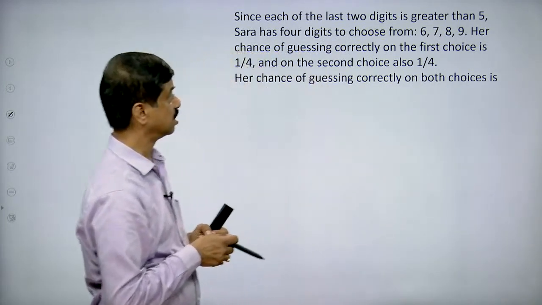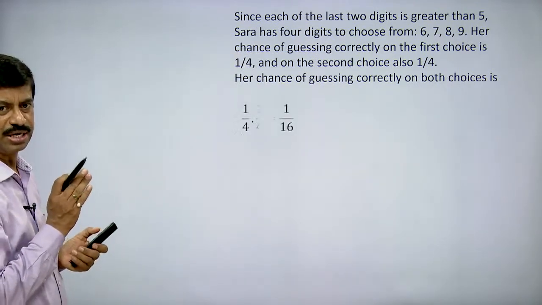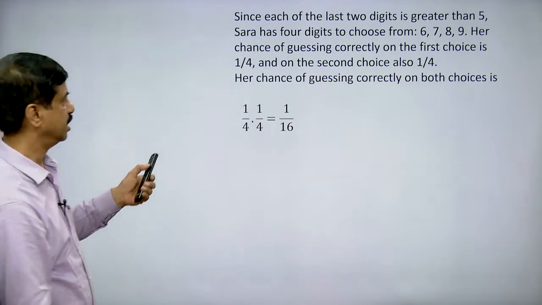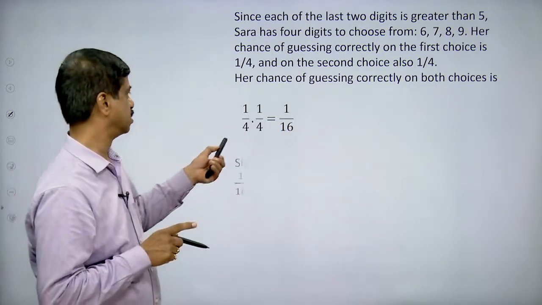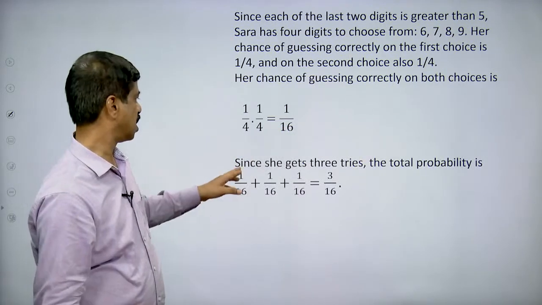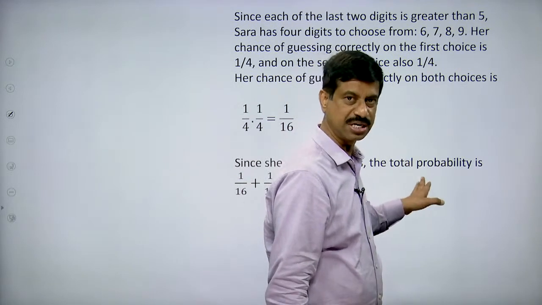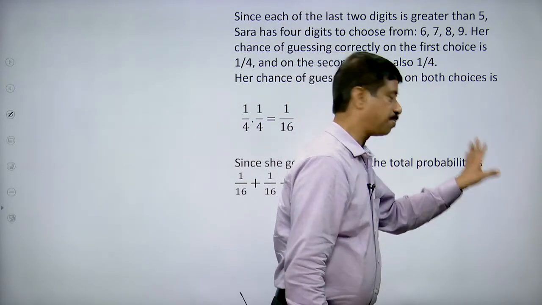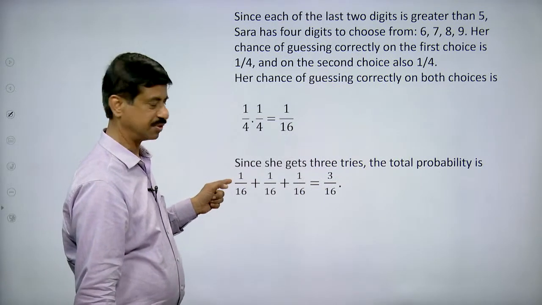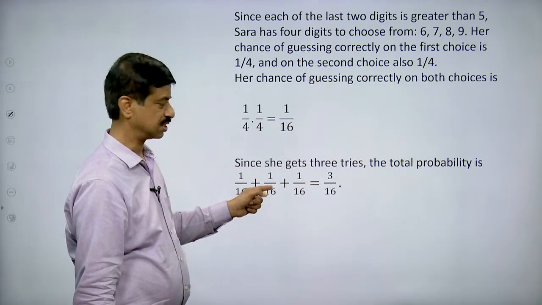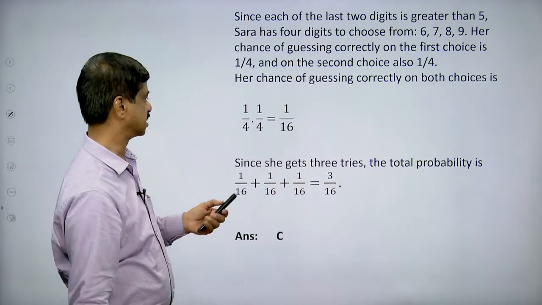Now her chance of getting correctly on both choices, he is talking about only the correct number. So it is 1/4, only one such possibility will be there. So it is 1/16. So now since she gets 3 tries, the total probability is what? First trial, successful. Second trial, she is successful. Third trial, she is successful. So it will be 3/16.